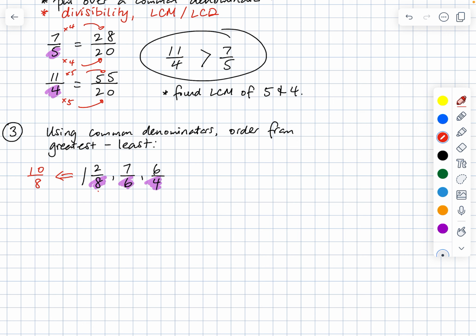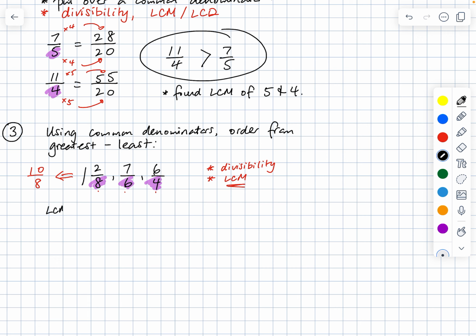Again, I'm looking at all 3 denominators. I've got 8, 6, and 4. You're thinking divisibility, and you're thinking, what is the LCM of 8, 6, and 4? You could multiply 8 times 6 times 4. You would get a denominator that's common. You don't always have to get the LCM. That's the other thing I want to point out. Ideally, you want to be working with smaller denominators. LCM is ideal, but if you can't get the LCM, that's okay, so long as you get them over a common denominator. So think, what is the LCM of these 3 numbers?